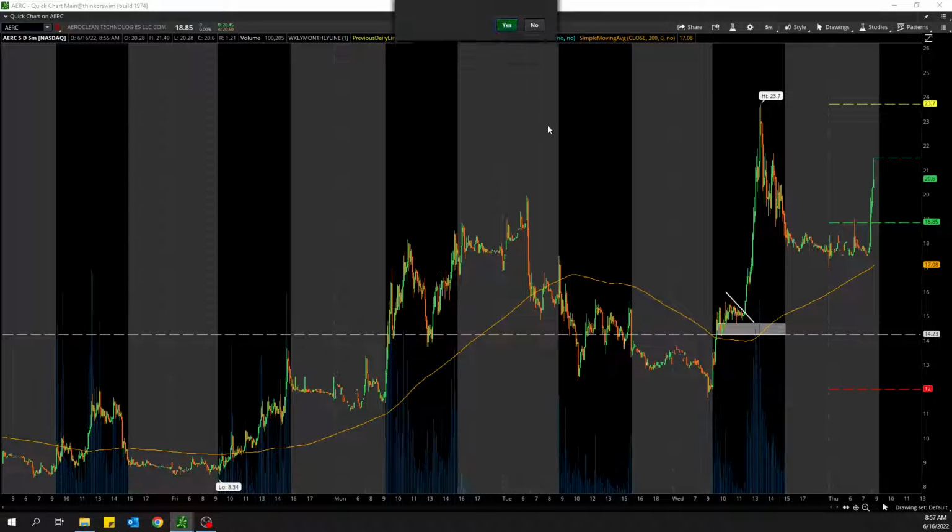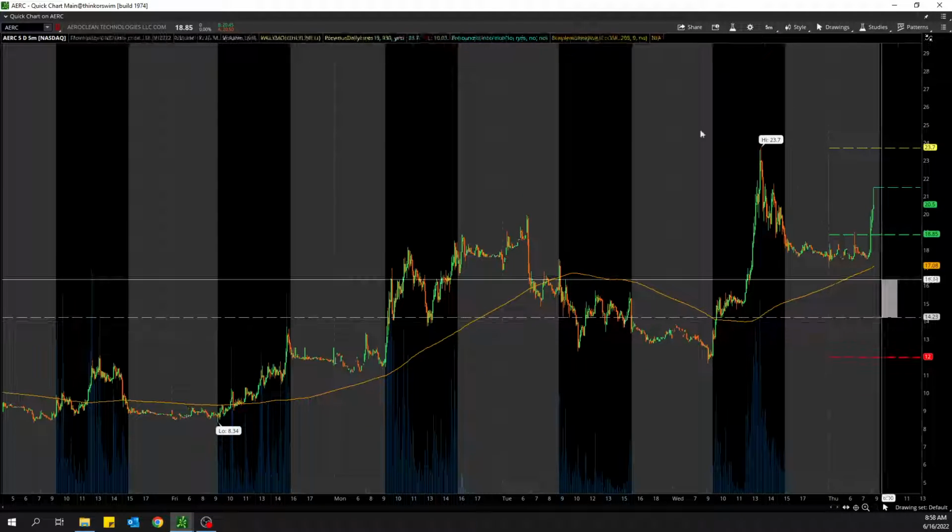Make sure you stay key to those things, and those can be the difference between you having a good trade or not.